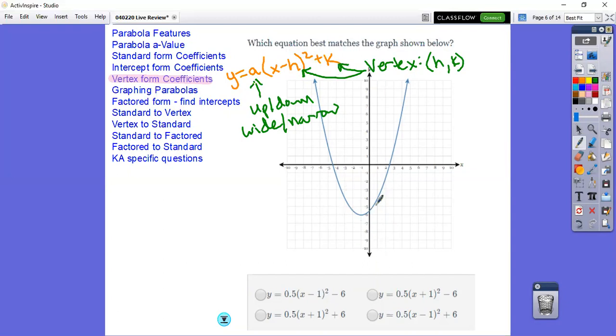So if I'm looking at these, my vertex on this graph is that point right there, at -1, -6. Okay? So if I'm looking through these, I'm not keeping the negative ones. This is the biggest mistake that happens. If I want this to be -1, this is going to read x minus -1, which is x plus 1. I want to keep the plus ones. I'm going to get rid of this one and get rid of this one. And then my y value is -6, so I want a -6 over here. I don't want that, I don't want that. And it only leaves one option.